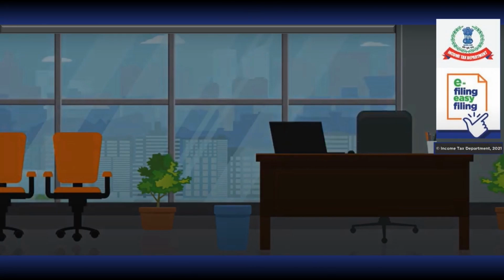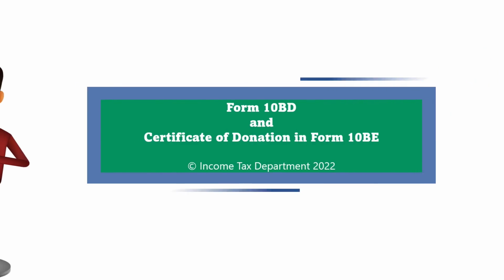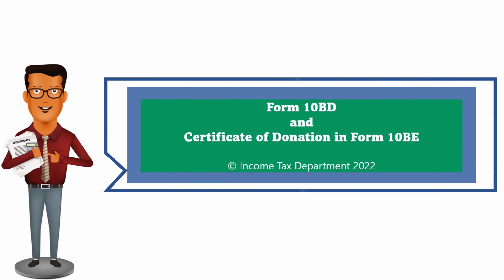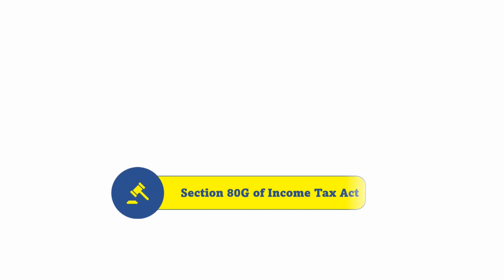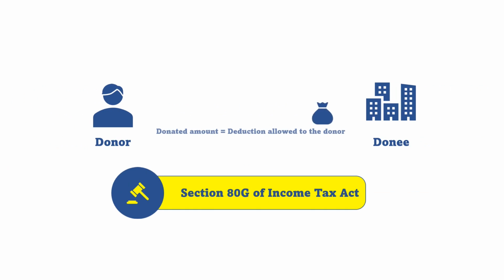This video is on Form 10BD and Form 10BE, which are required to be filed by charitable institutions, trusts and funds approved by the Income Tax Department. Section 80G of the Income Tax Act allows a deduction to the donors for the amount donated by them to the trusts, institutions and funds approved by the department.